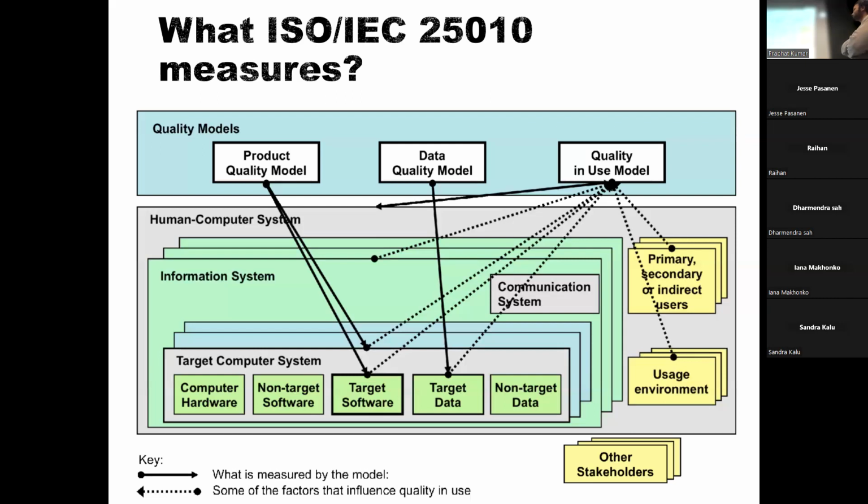And there are multiple other factors: the communication system, which includes how the data is being exchanged within the system. Information system can have the hardware and the software things. Human computer system includes the entire software and the users who are going to use the whole software. So these are different components for ISO 25010 measures if you want to evaluate a particular software.